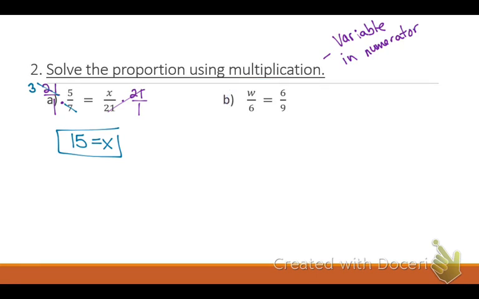Okay, what number is connected to W? 6. So I would multiply both sides by 6 over 1 times 6 over 1. Did anybody cross reduce? Yeah. Okay. 6 and 9. 2 and 3. Okay, but now when I multiply, I got W equals 12 over 3. Is that my final answer? W equals 4. W equals 4.